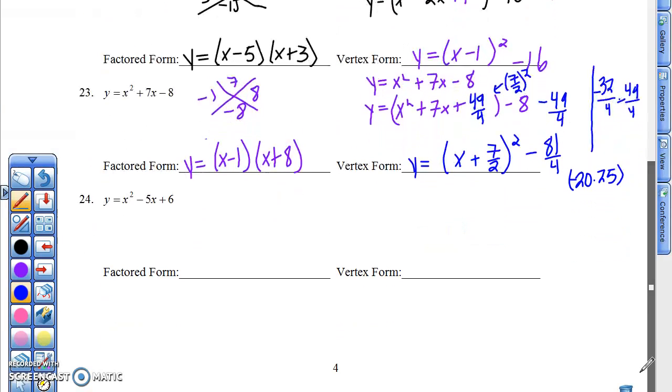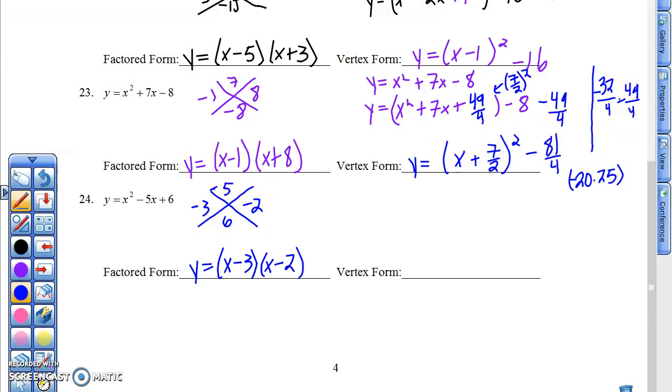Last one on this page, x squared minus 5x plus 6. So factors of 6 that sum up to a negative 5. We've already done this on the previous page, but that would be negative 3 and negative 2. So y equals x minus 3 times x minus 2.